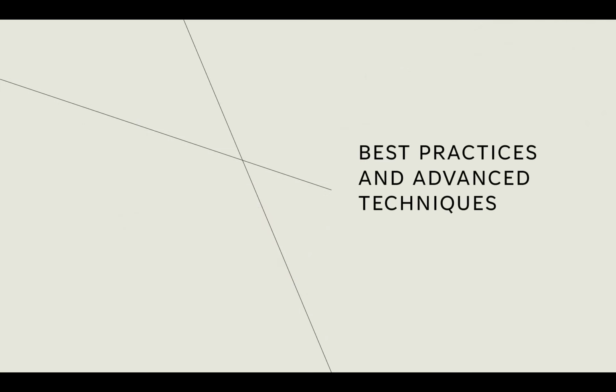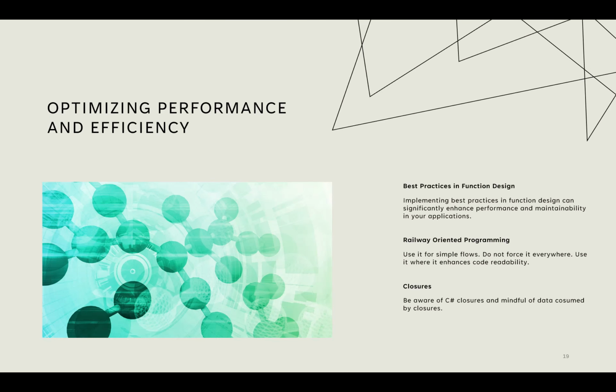In our final section, we will discuss best practices and advanced techniques for optimizing the use of functional DDD and Railway-oriented programming in your projects. To achieve optimal performance and efficiency, it is important to consider best practices in your function design and data handling when using functional DDD with ROP. Do not force ROP everywhere. Use it only in simple scenarios where it enhances readability. Be aware of closures, as poor design can result in memory allocations by closures.